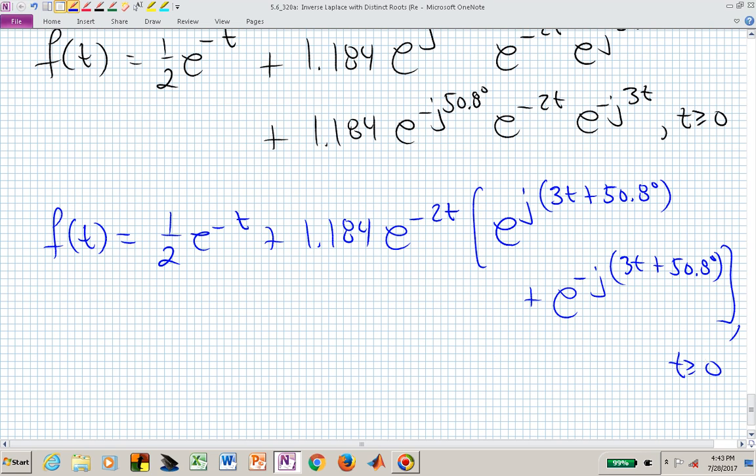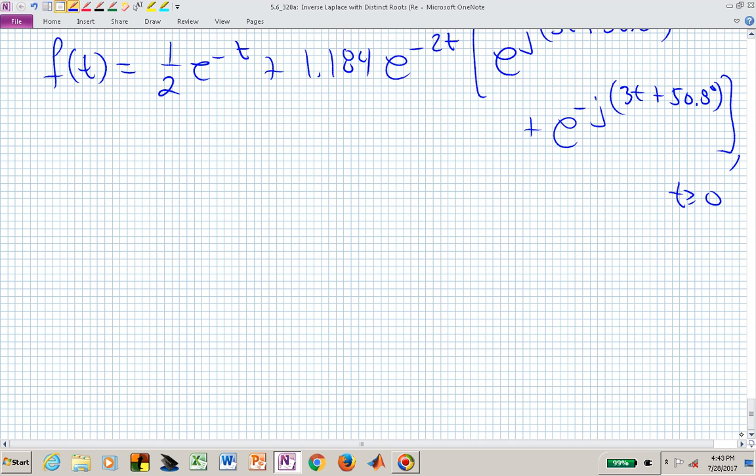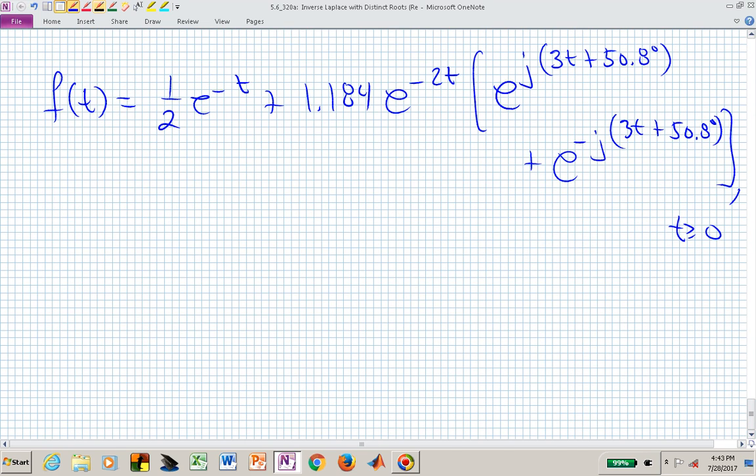Not doing anything fancy, just keeping track of my signs and the exponents. And now I'm going to be able to simplify that square bracketed piece. Everything else looks pretty good, but the square bracketed piece can be simplified by remembering Euler.